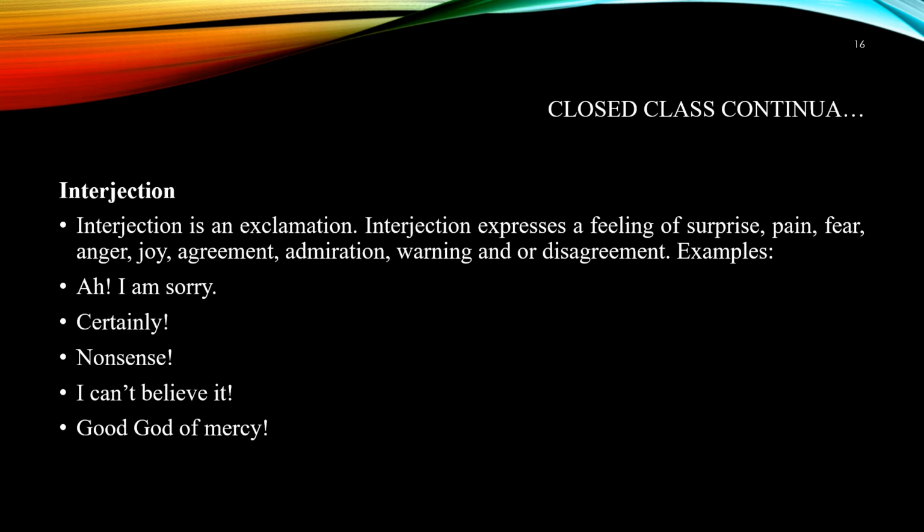The last class, which belongs to the closed class system, is interjection. An interjection is an exclamation. It expresses feelings such as surprise, pain, fear, anger, joy, agreement, admiration, warning, and disagreement. Anything that can move you, that can arouse your feelings, can be termed an interjection, which is exclamatory in nature. Examples are: I'm sorry, certainly, nonsense, I can't believe it, good, God of mercy. So you can see how you speak with some exclamations. These kinds of expressions represent a class of words that is termed interjection.